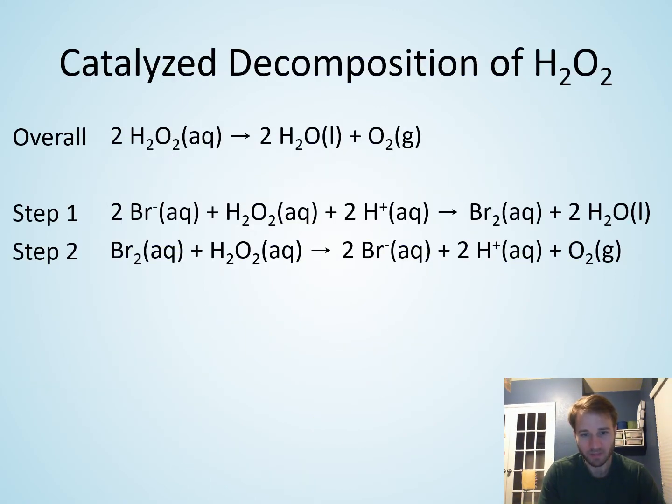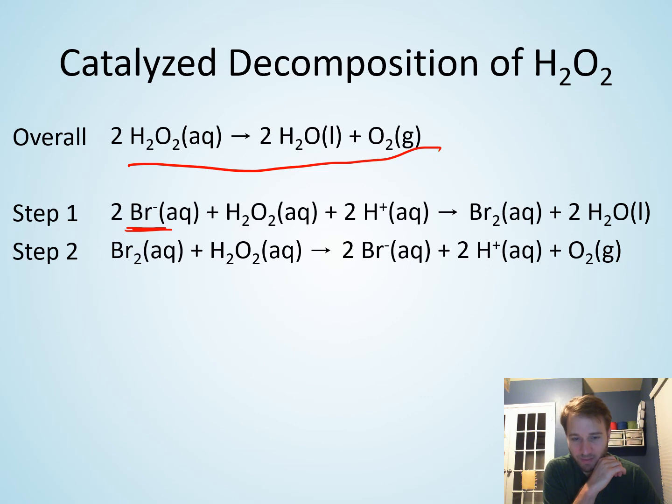Okay. Another example is the decomposition of H2O2. Hydrogen peroxide can decompose into water and O2 naturally by itself, but if I introduce bromide ions here, I can undergo this chemical reaction where bromine acts as a catalyst because bromine is consumed in the first step and then produced later on in the second step, okay? And then again, our intermediate here is Br2, which is produced and then consumed later, okay?